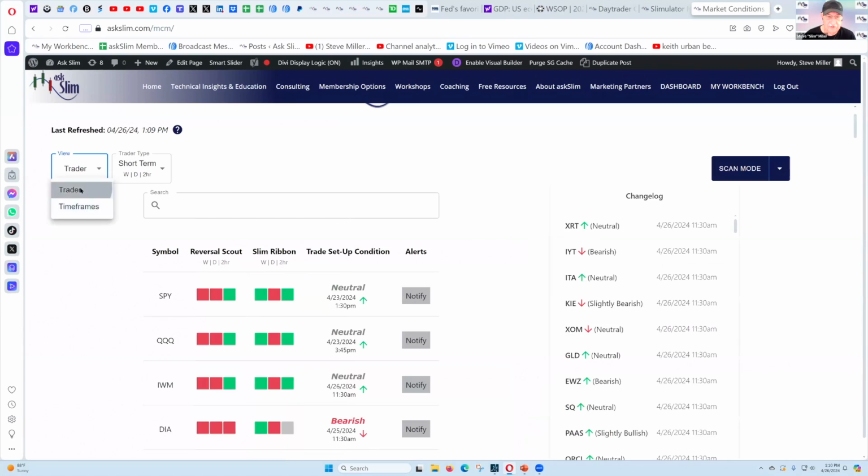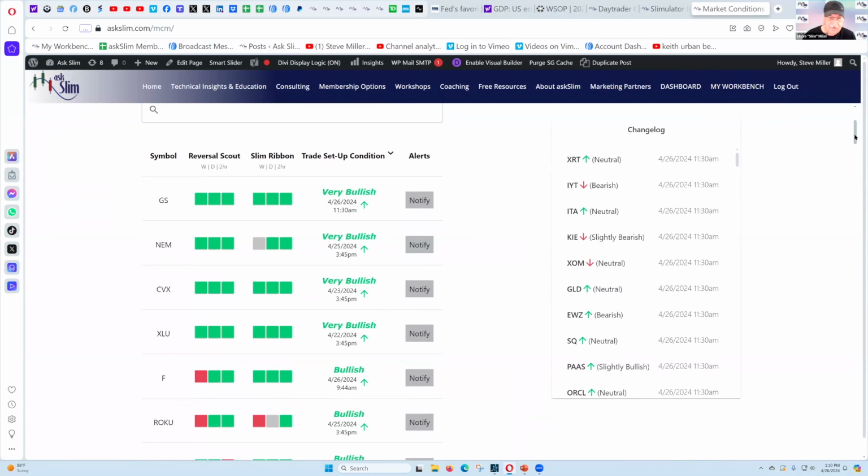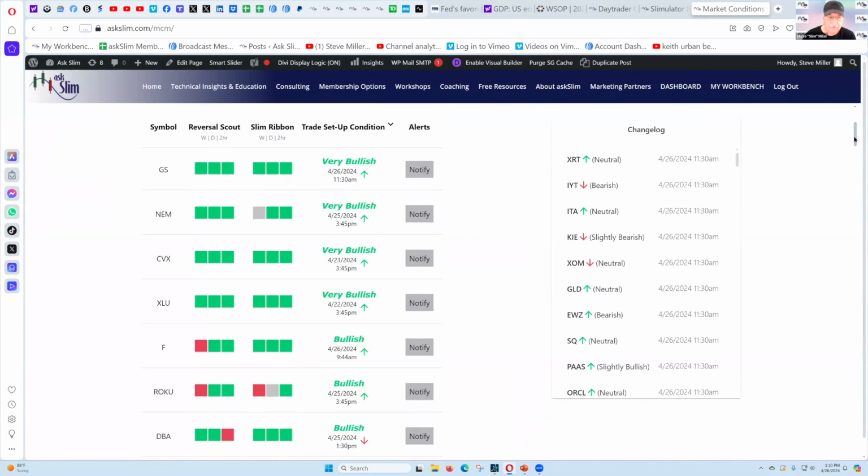Let's go back to the trader version right over here. We'll just look at the condition setups right over here, and you could see, let's say the top 10 that are bullish are very bullish right over there. Of course, Newmont. CBX had great earnings, and that moved up. Goldman Sachs is still very bullish. That's amazing when we look at that.